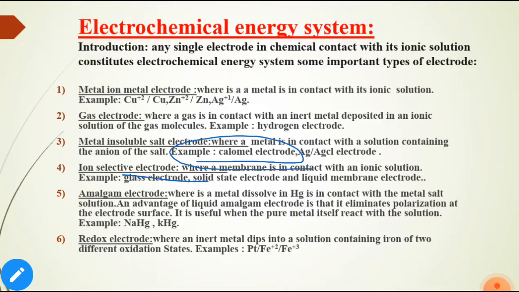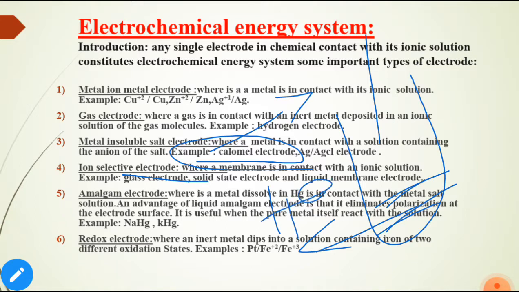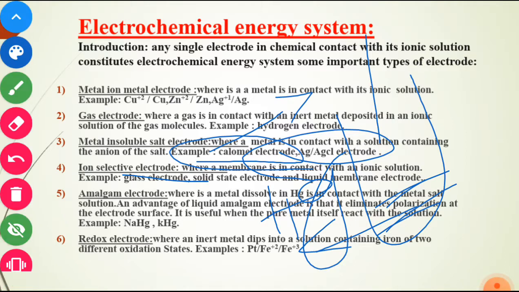Here for the metal insoluble salt electrode, mainly we are taking the calomel electrode as an example. In further classes we have to study what the calomel electrode is, how to construct it, and its working. Here also we have mainly taken a platinum wire dipped in the solution containing mercury. Here mainly we have taken mercury. Another example is silver chloride.